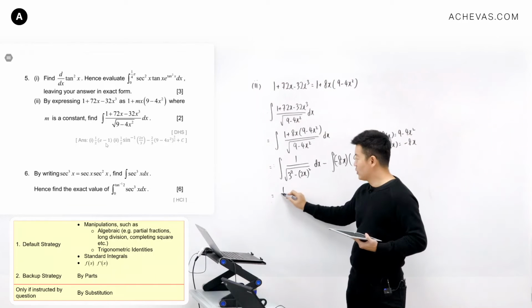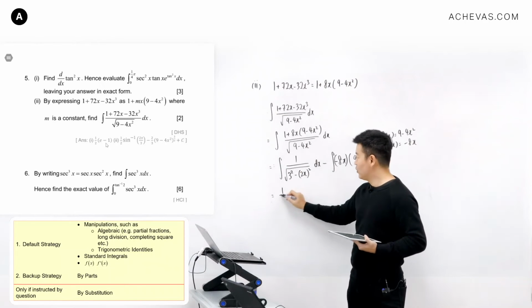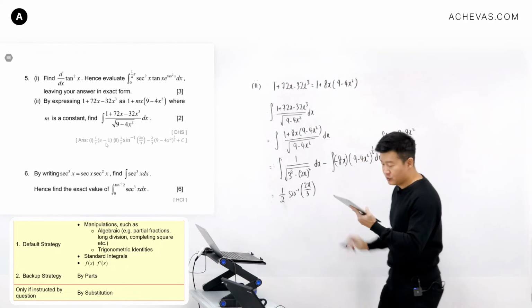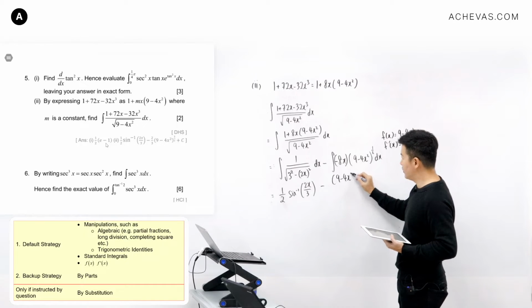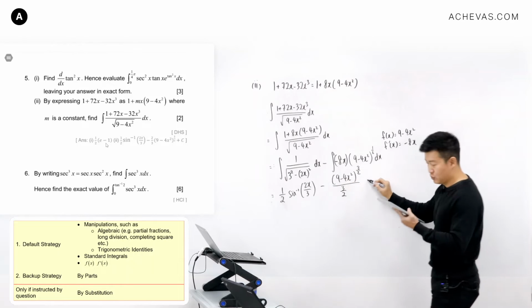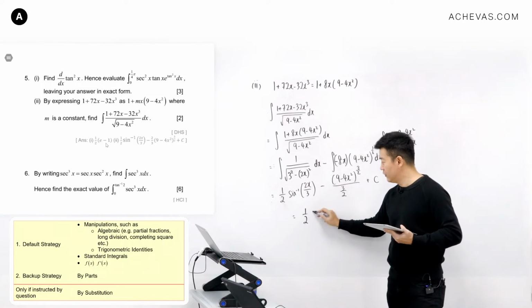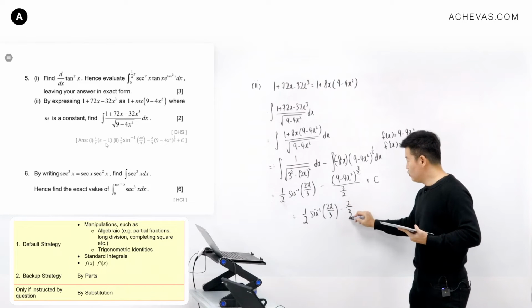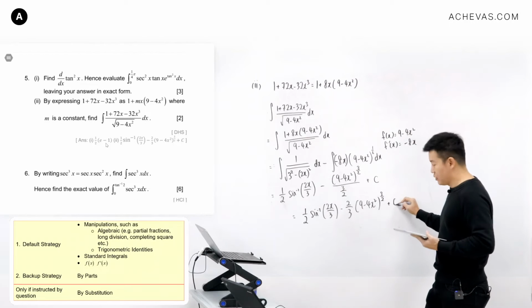So for this, it is going to be 1 over 3. Sorry, it's not 1 over 3. It's going to be 1 over 2 sine inverse of 2x over 3. Then minus away integrating this, it is going to be 9 minus 4x squared to the power of 3 over 2, divided by 3 over 2, plus c. Just doing a quick simplification, we will have a half sine inverse of 2x over 3, minus 2 over 3 times 9 minus 4x squared to the power of 3 over 2, plus c.